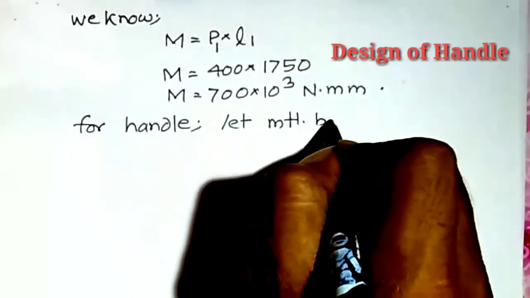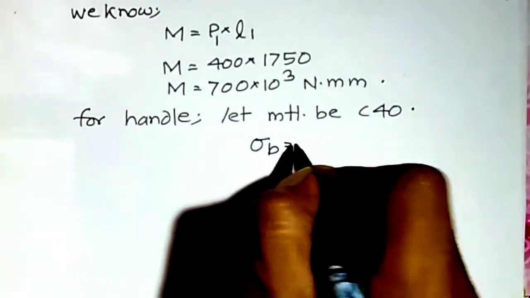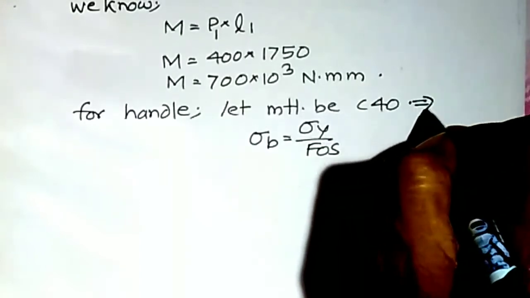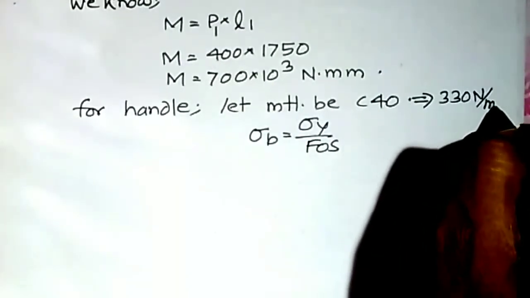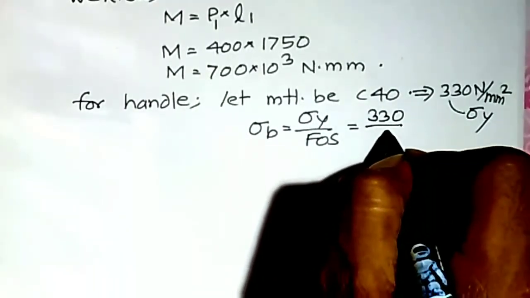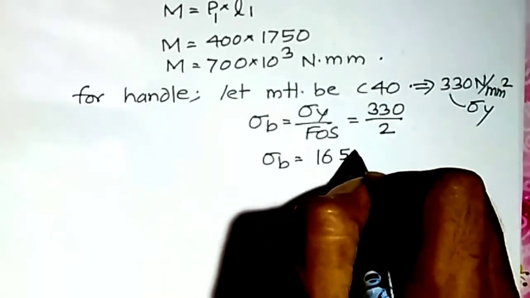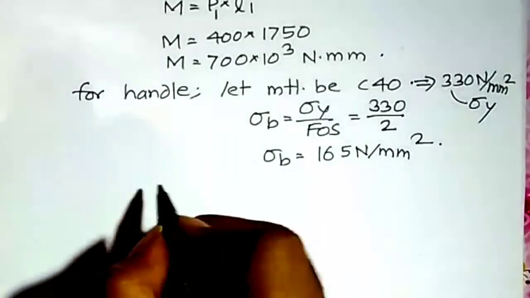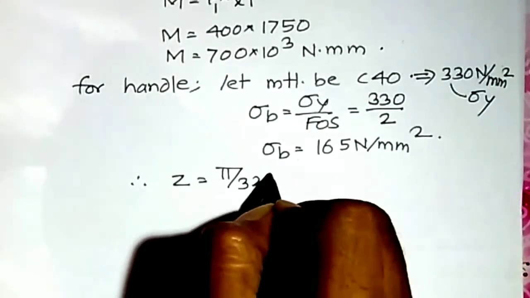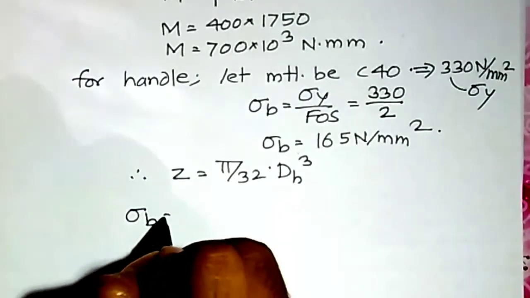Now as we have calculated length of the handle, to find out bending we need to find out bending moment. Bending moment is equal to again P1 into L1. So bending moment comes out to be 700 into 10 raised to power 3 Newton mm. Now for handle, let the material be C40, for that 330 Newton per mm square is sigma y. And now finding out sigma b, which comes out to be 330 by 2, which is equal to 165 Newton per mm square.